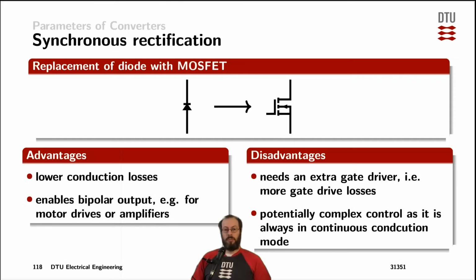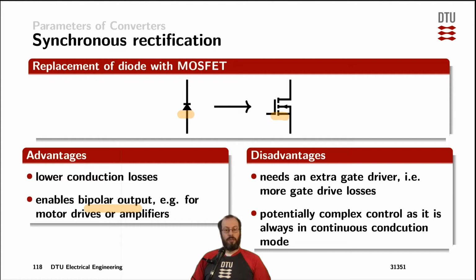The buck, the boost, and the buck boost converters that we have looked into so far all used a switch and a diode as their active power semiconductors. Now we can simply replace the diode with a MOSFET as it is shown on this slide here. That means that instead of going into discontinuous conduction mode, we can actually conduct current both ways through the MOSFET, and that means that we enable bipolar output.